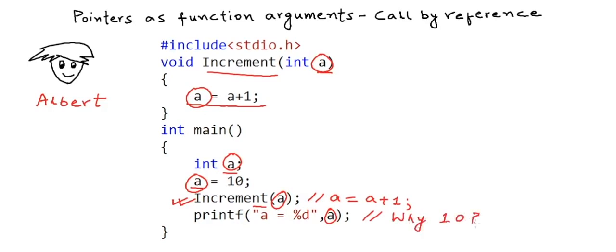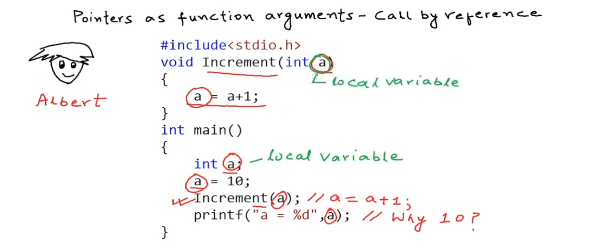Why is it 10? Now what Albert does not understand well, or what he probably forgot, is that whenever we declare a variable inside a function, we call that variable a local variable, because as such, just using the variable name, we can access that variable only inside the same function in which we have declared the variable. So these two a's, this a in the function increment and this a in the function main, are actually not the same a.